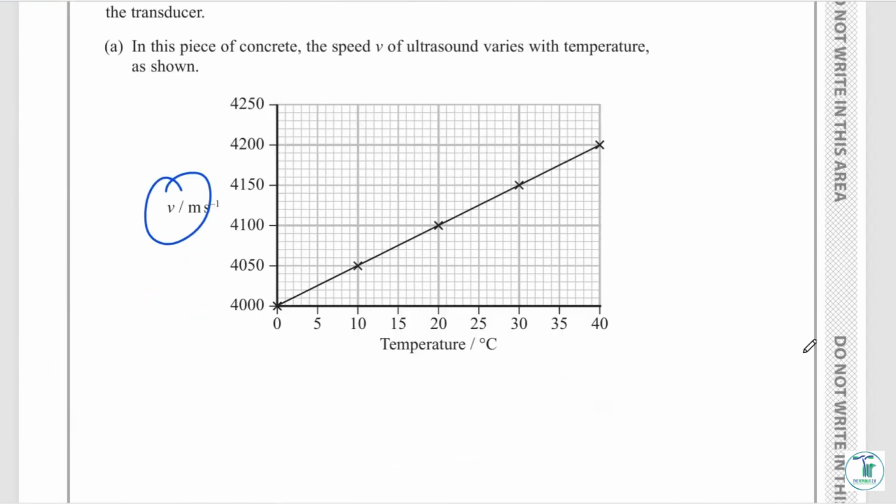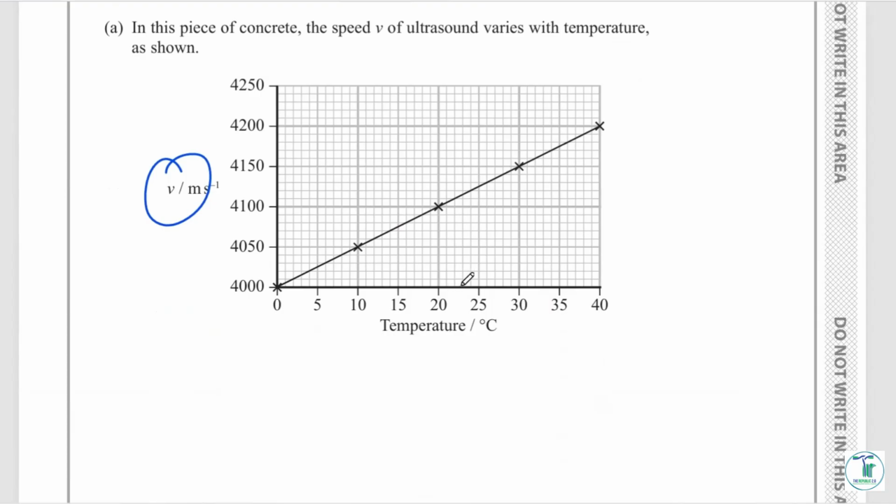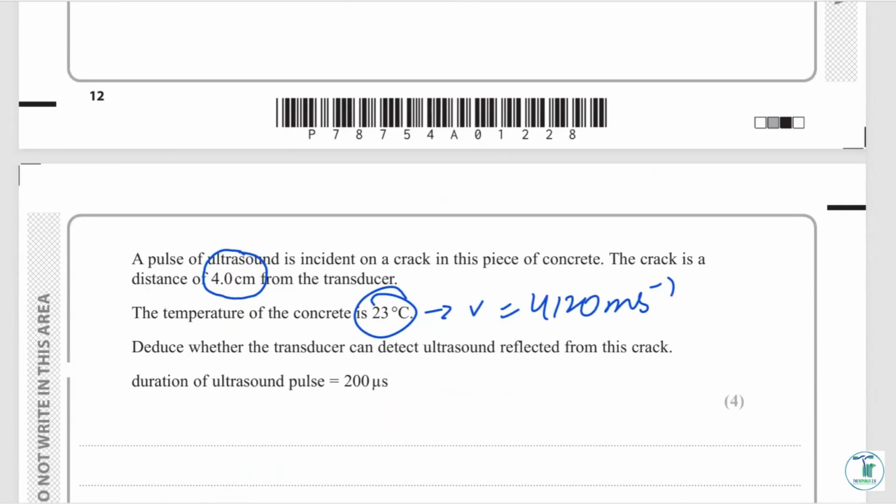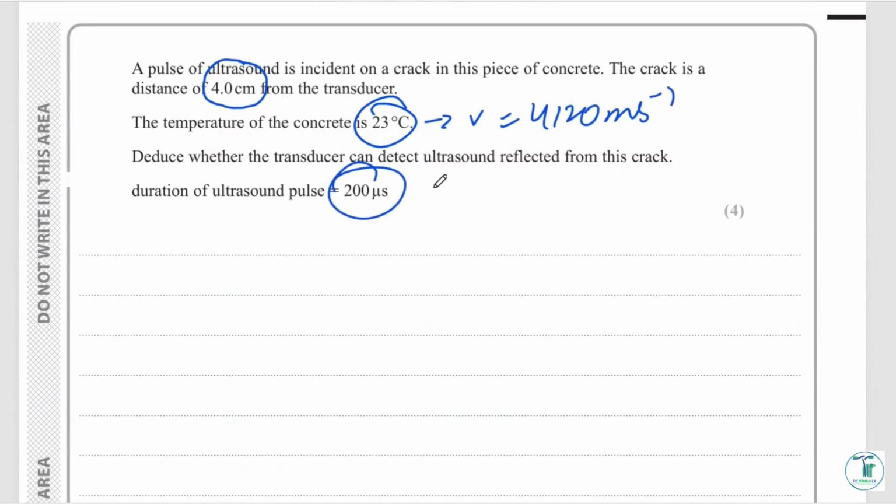And if I'm talking about 23, this is 21, 22, 23. So at 23, the speed is going to be something like 4120 meters per second. So you've got the speed, and that is 4120 meters per second. And when I'm going to work this out, I've got the duration of the ultrasonic pulse as well, and that is 200 microseconds. So I just need to calculate the distance. I'm going to compare it with this value, right? So v is equal to d by t.